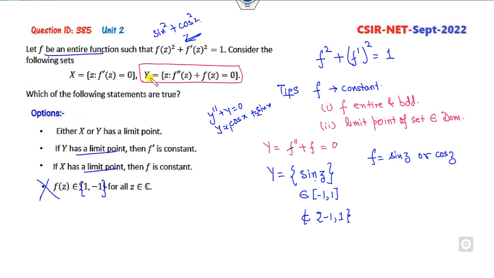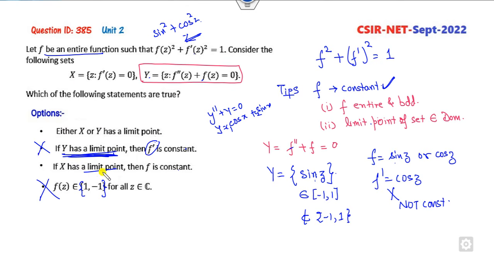Okay. So now look at that. If y has a limit point, it means the function must be constant. But you can see f dash is a constant. So what is f dash? If this is my f, what is the f dash? Cos z, which is not constant. Fine. So it means this option is cancelled.